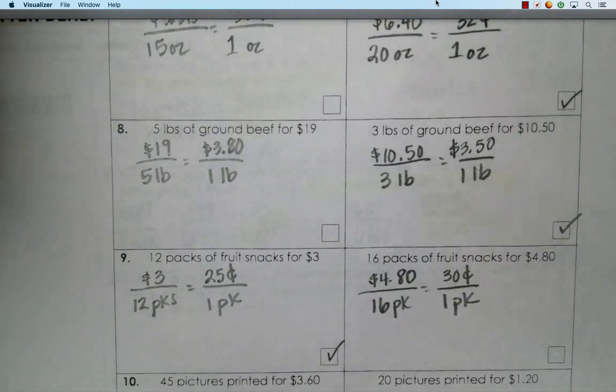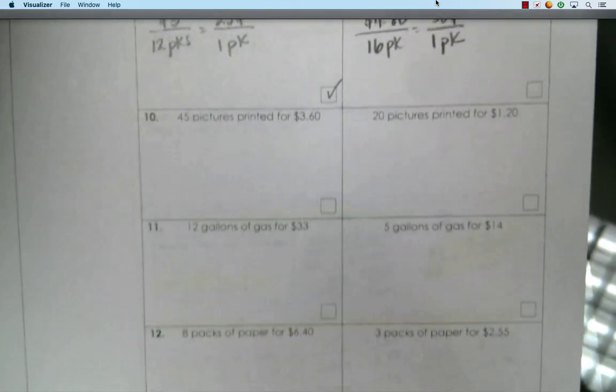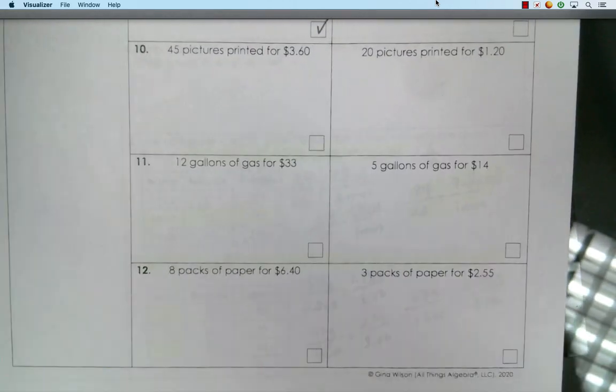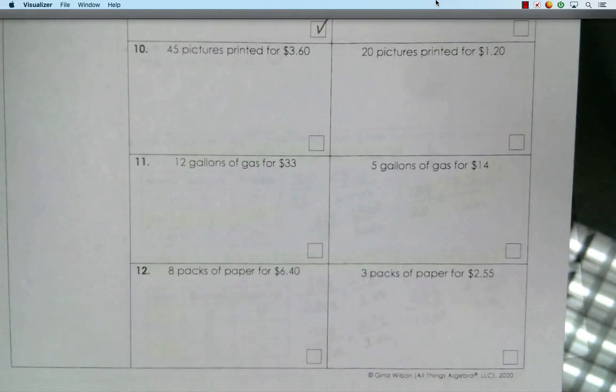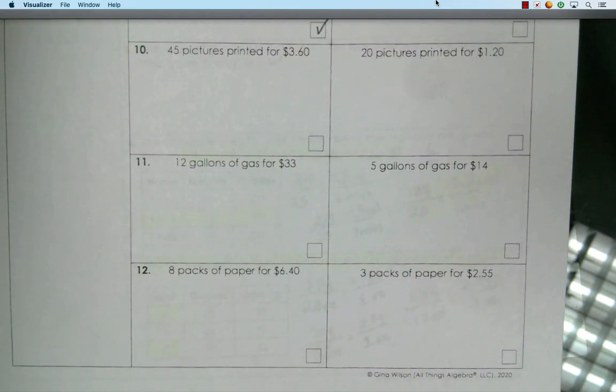Now on your own, I need you to complete 10, 11, 12, doing it as I have modeled on these last 3, and show me when you get back. If we're in class together, you will work on these and we will check them together.